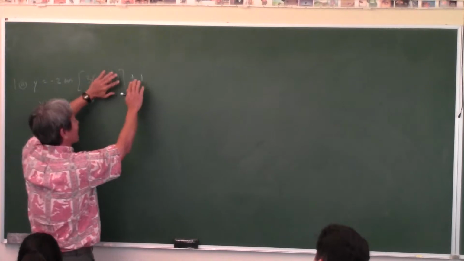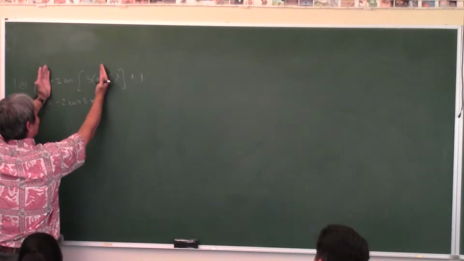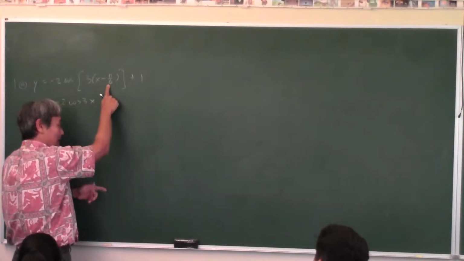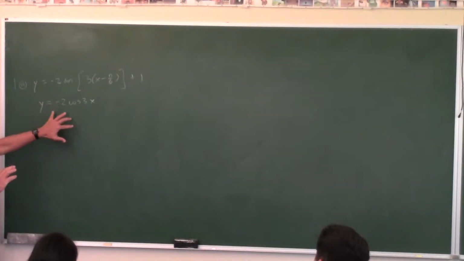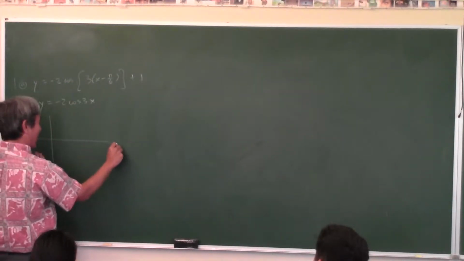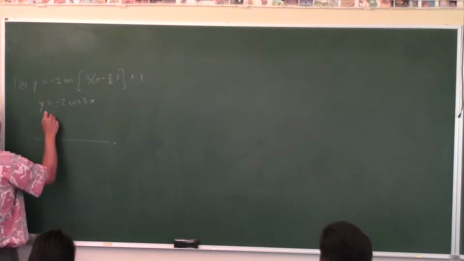Remember, you gotta do the stretching and shrinking first. You do this part first, and then you shift it pi over 6 to the right and 1 up. So just do that first, and then do the shifting after. Now, I'm only gonna graph one period. You guys gotta learn to copy and paste, okay?